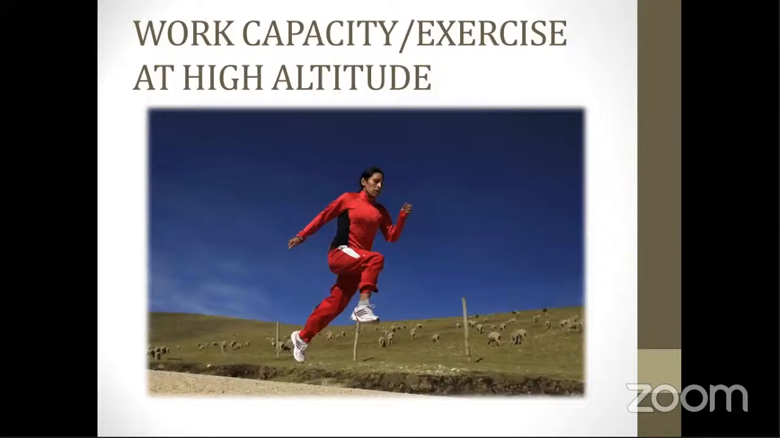Okay. And what about the work capacity and exercise at high altitude? You can see that there is a generalized decrease in work capacity in almost all the groups of muscles at high altitude. Even when there is acclimatization, the work capacity is decreased when compared to a person at sea level or low level. All groups of muscles, whether skeletal muscle or cardiac muscle, the work capacity is decreased. Even when a person is acclimatized to a high level, the work capacity is less than 60%. Okay.